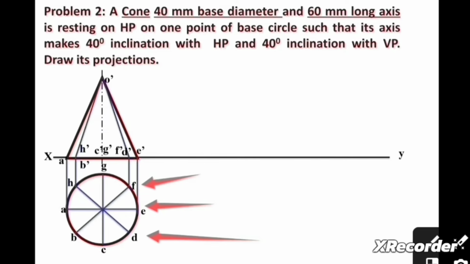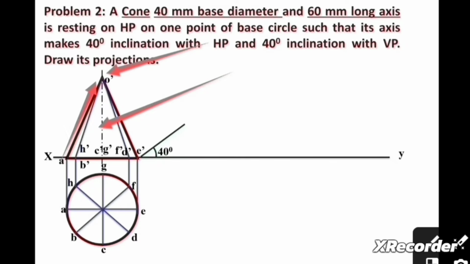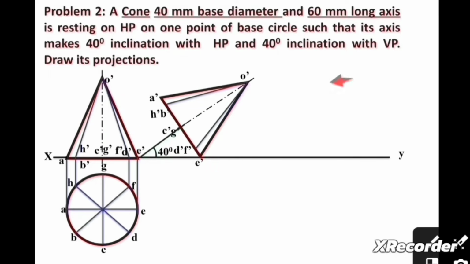Now from all the points A, B, C, D, we can draw vertical lines up to the XY line. Then we can draw a vertical line having length 6 centimeters, so we will get point O dash on this line. Then we can join A dash O dash and E dash O dash to prepare this triangle shape.